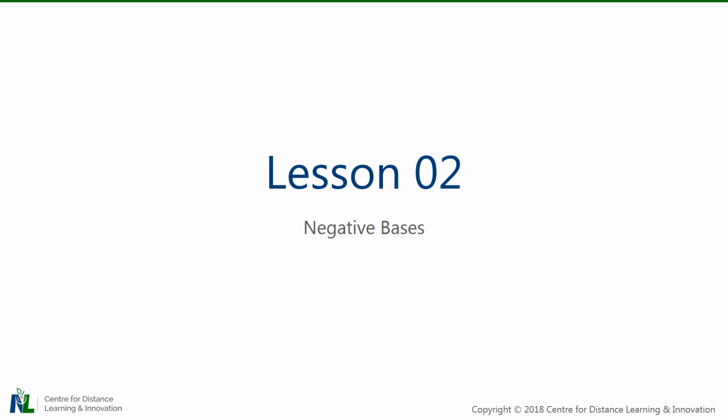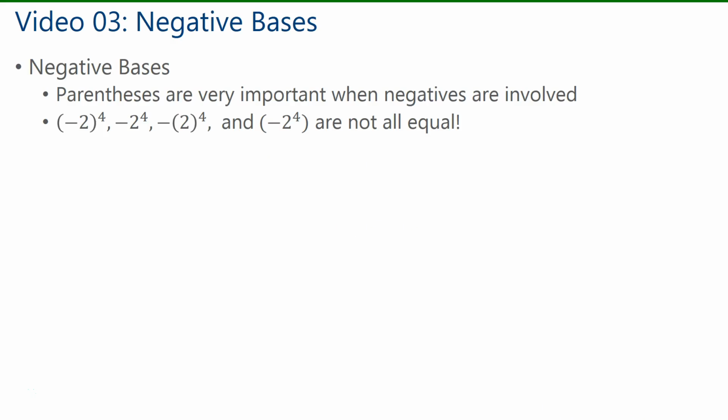Welcome to Lesson 2 on negative bases. When you have a power with a negative base, then parentheses or brackets are very important. So for example, these four expressions all have a negative, a 2, and an exponent of 4, but they are all not equal.